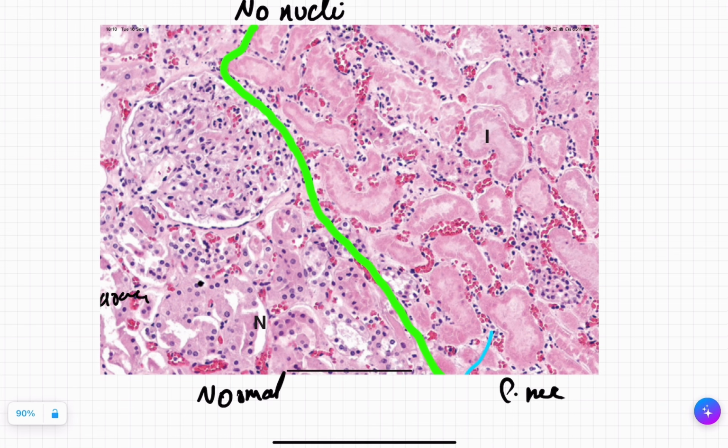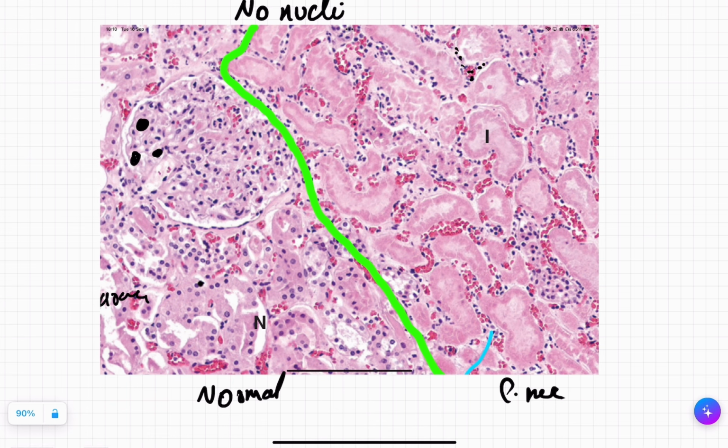How can you say? Because on the right side you don't see these nuclei. See, here you have nuclei, nuclei, nuclei. But on the right side, do you see any nuclei in the cells? No. Do you see nuclei? No. What do you see only? You see nuclei outside these cells.